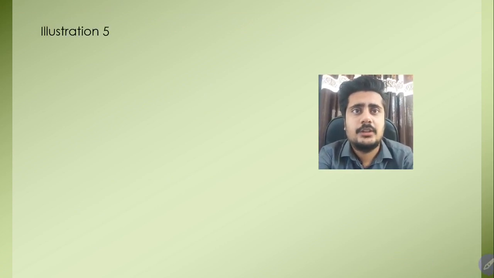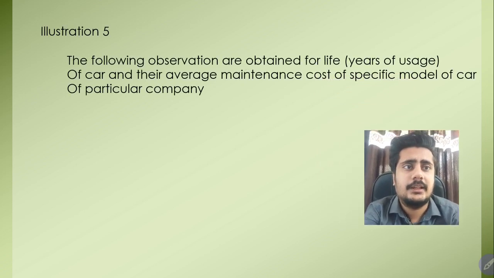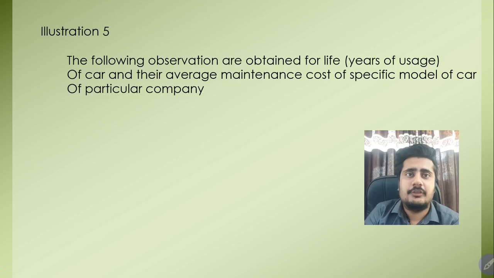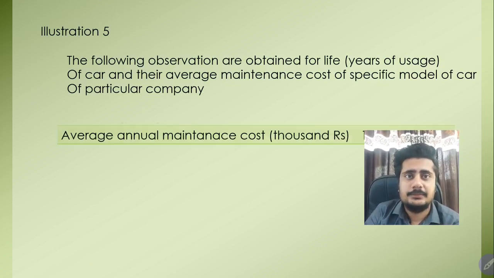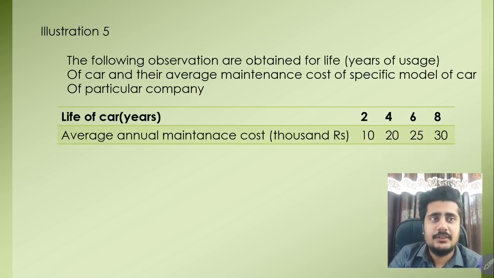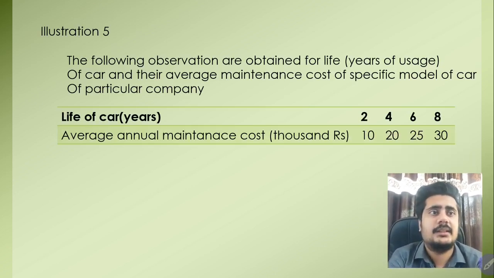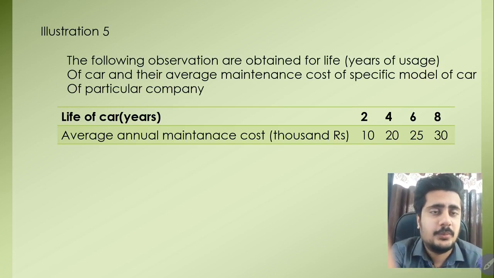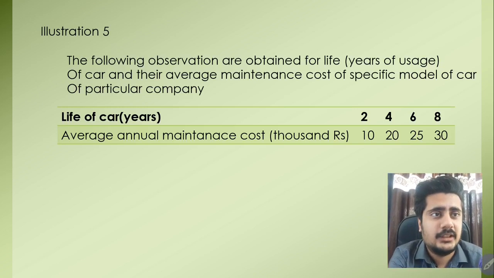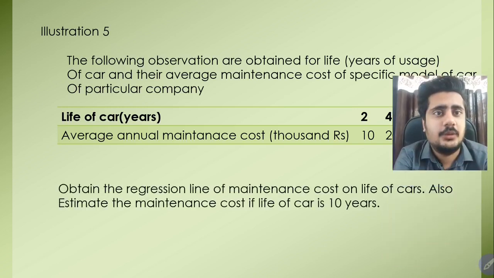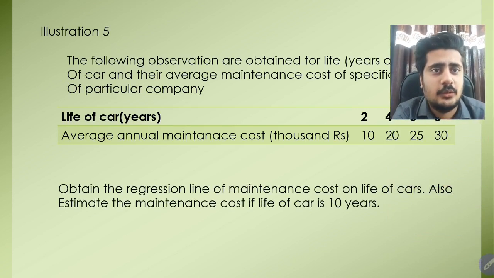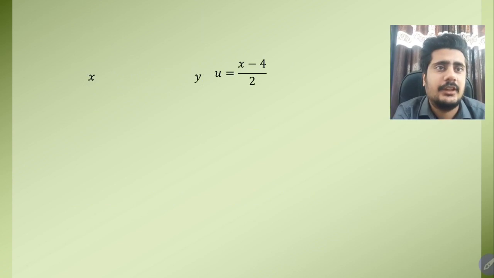So now we'll be doing illustration 5 from your textbook. Let me read the question. Following observations are obtained for life of car and average maintenance cost of a special model of car of a particular company. Life of car is 2 years, 4 years, 6 years and 8 years. Average annual maintenance cost in 1000 rupees is 10,000, 20,000, 25,000 and 30,000. You have to obtain the regression line of maintenance cost and also obtain the estimated cost if life is 10 years.